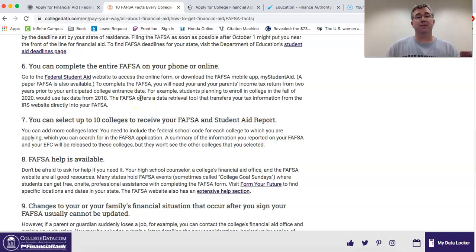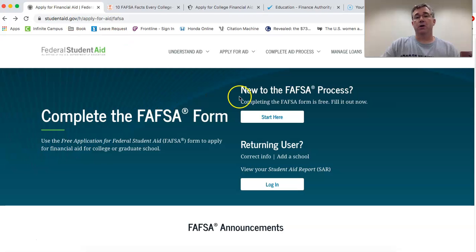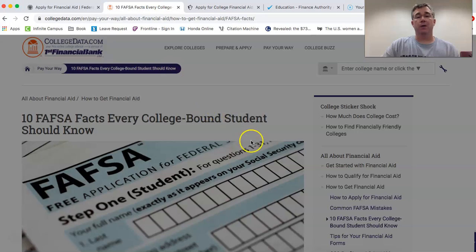You can complete the entire FAFSA on your phone or online. You don't have to fill out a single piece of paper. It is an online form. It's that website that I showed you right here. So if you're new to the FAFSA process, you get started. If you're a returning user going back to complete something you already started, you log in. But it can all be done right online.